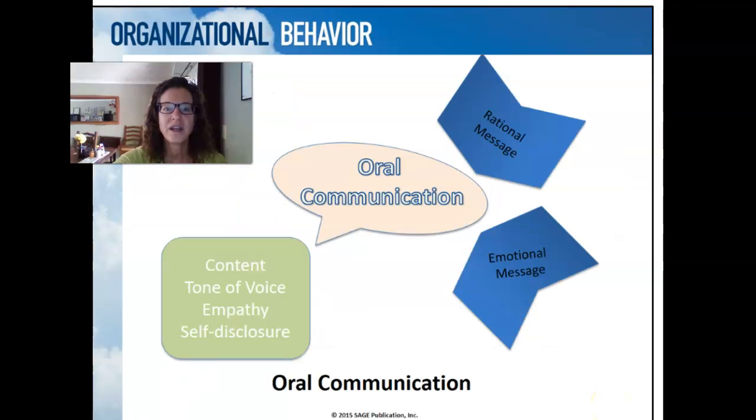Interpersonal communication includes a rational message and an emotional message. The rational message is communicated through the words that we speak. The emotional part of the message is communicated through our tone of voice, facial expressions, nonverbals, right? The body language, the hand gestures, the posture. All of these variables will communicate the emotional message.